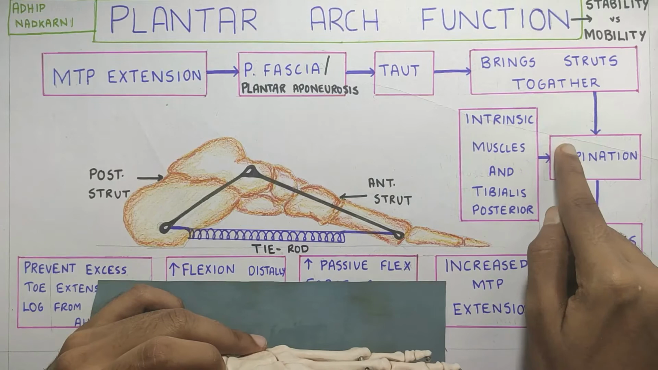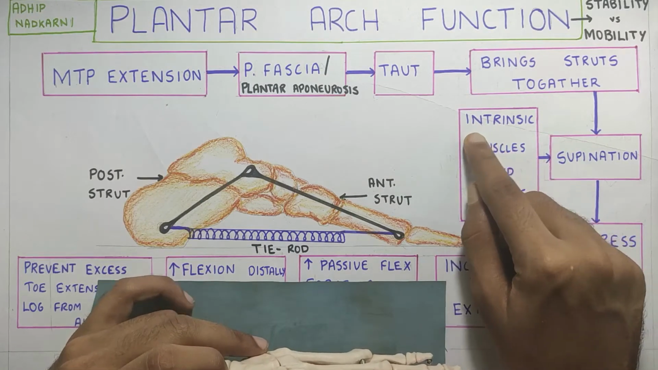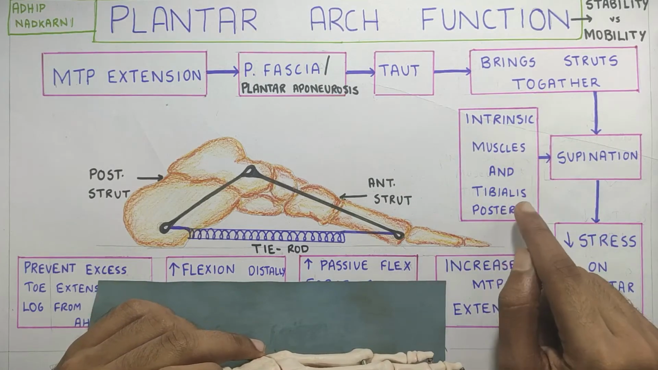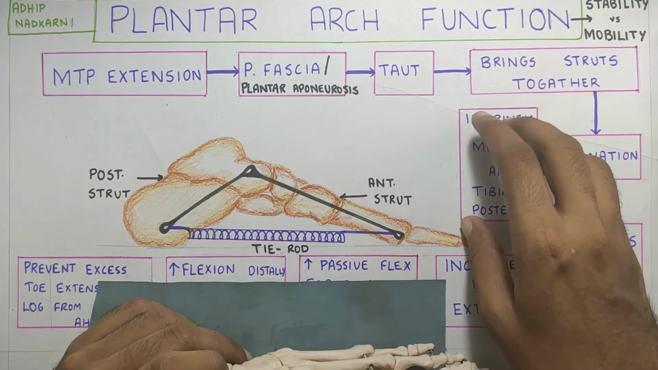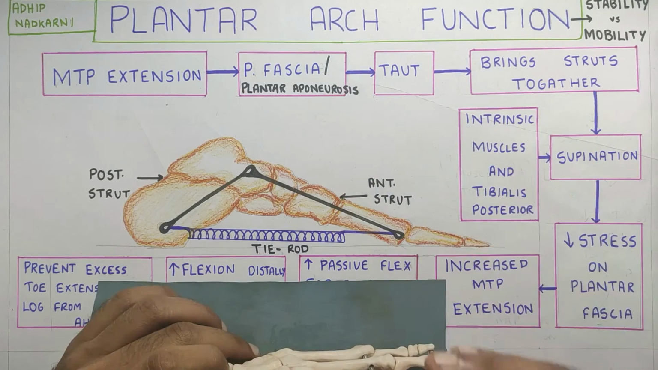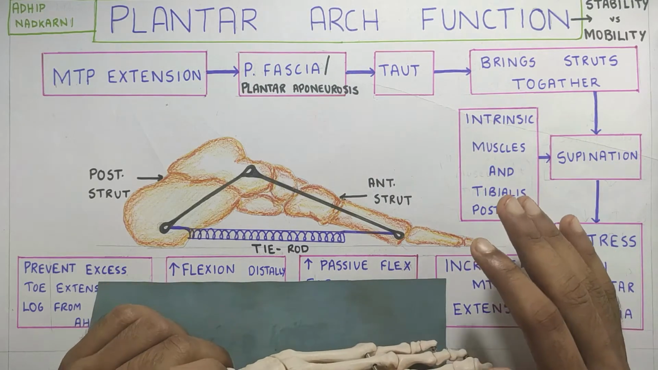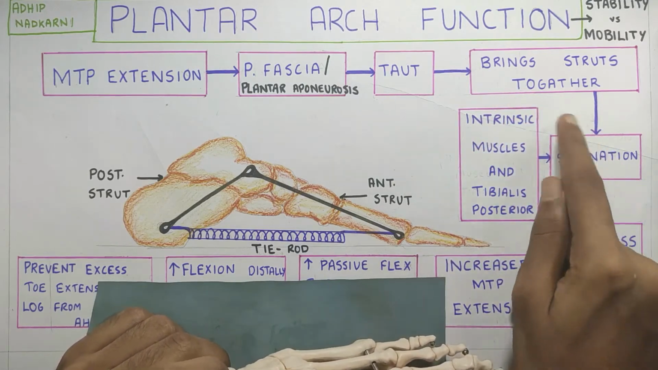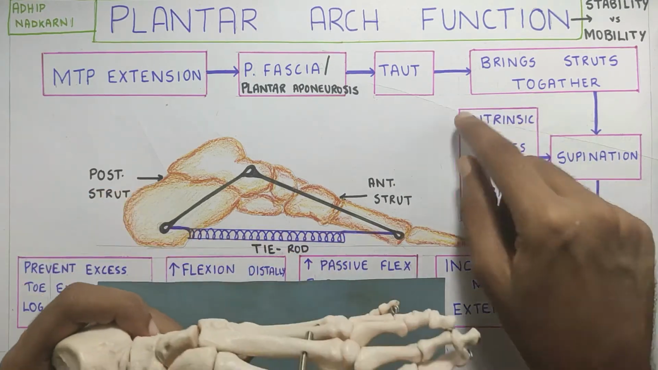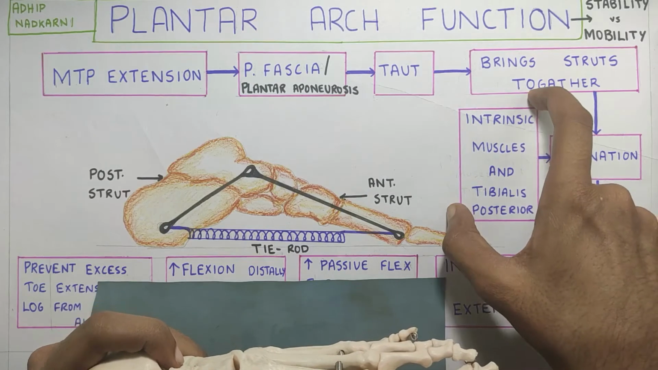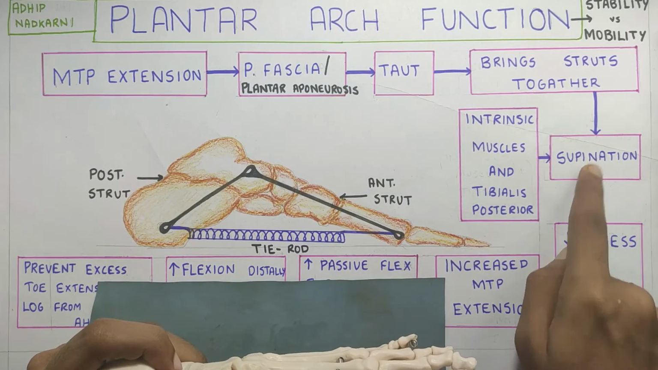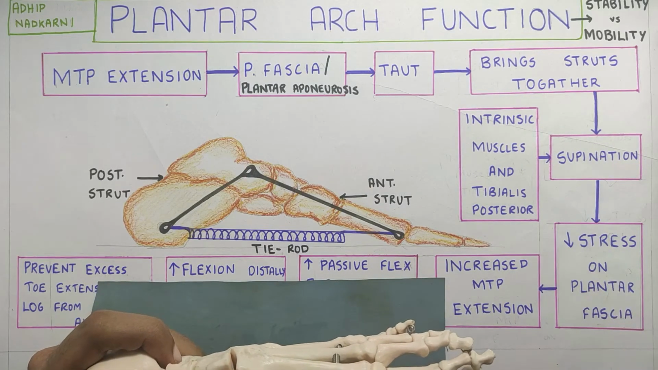Now when supination occurs, this is also supported by your intrinsic muscles and also the tibialis posterior. We'll talk about the muscles in depth in our next video, so stay tuned for that, but let's go forward. So supination occurs and it is also supported by your intrinsic muscles. Now when supination is occurring, the stress on the plantar fascia will reduce.